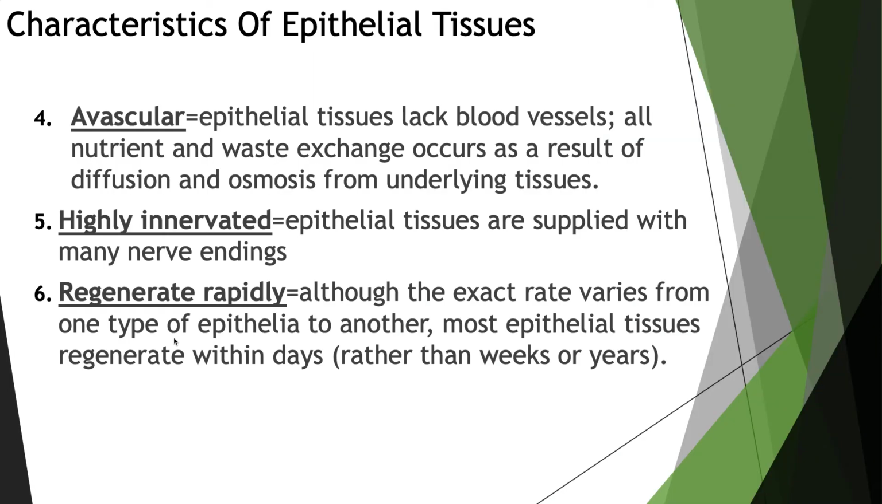Continuing with the characteristics of epithelial tissue, most epithelia is avascular, which means it lacks blood vessels, so all nutrients have to diffuse through the tissues, which means that you're usually going to find epithelial tissue to be not as thick as the underlying tissue.